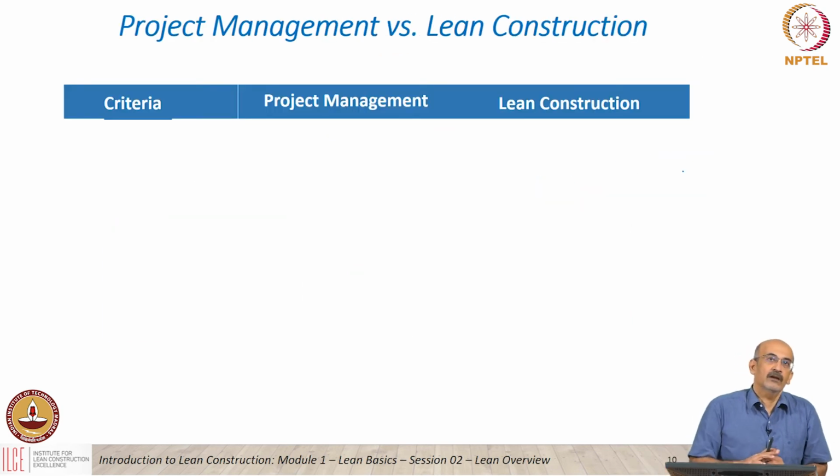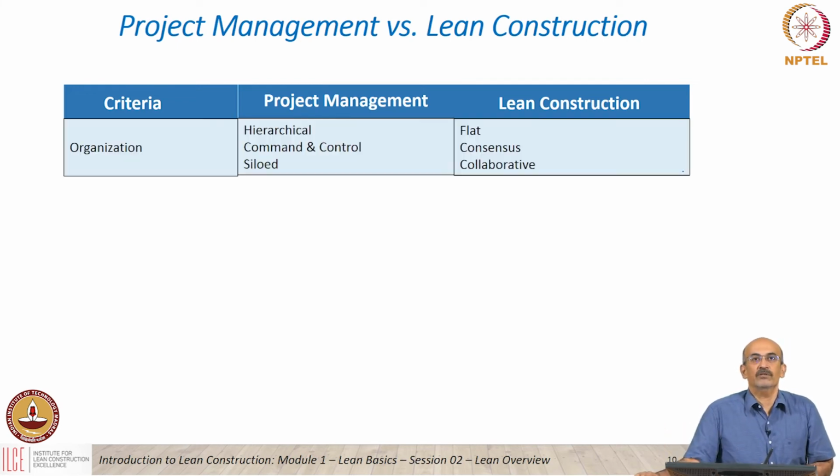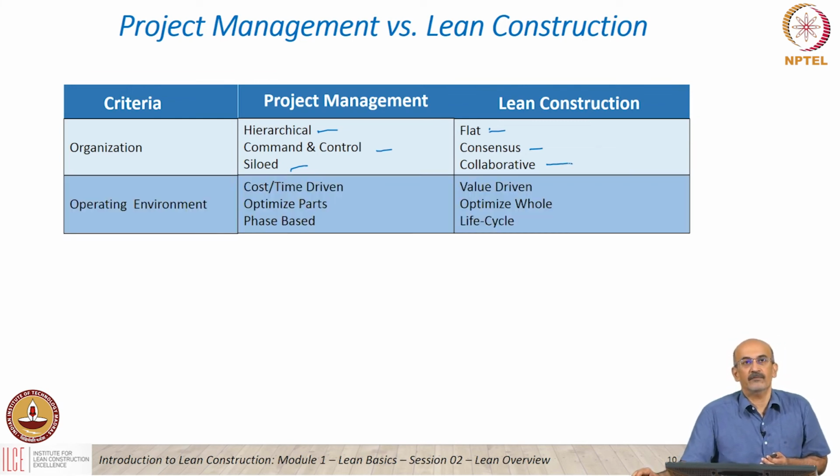So if we look at a pure project management based approach and compare it with a lean based approach, at an organizational level, project management tends to be hierarchical, it tends to be command and control. The planning team at the higher level decides and the execution team executes. Whereas in lean, the hierarchy is generally flat and it's by consensus, not by command and control. In project management, it tends to be siloed. In lean, it tends to be more collaborative. The expectation is to be more collaborative.